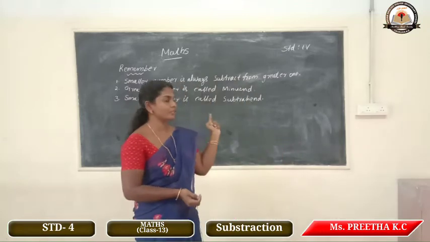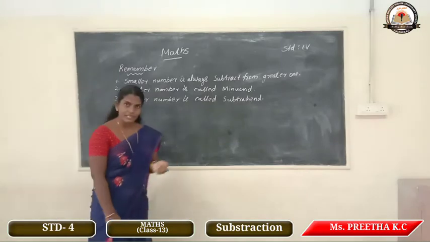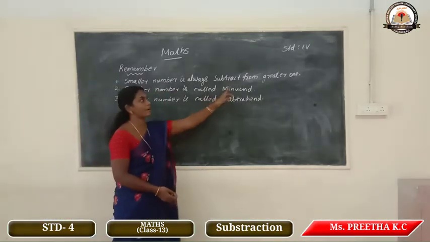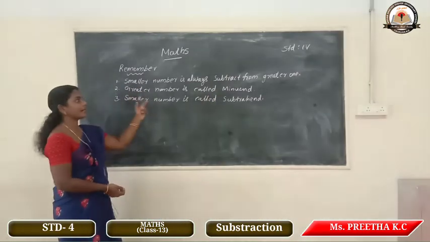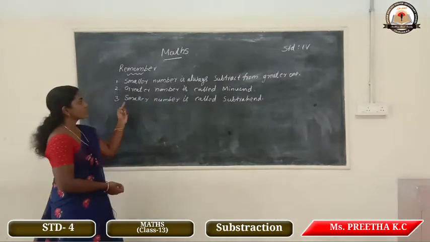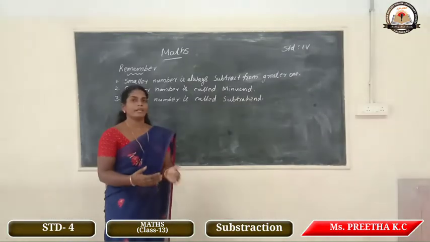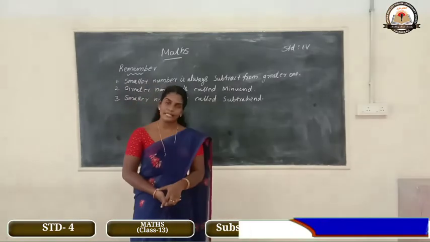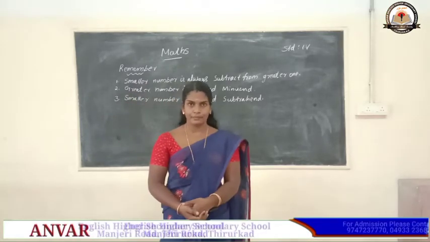I just point out these points here on the board. To be reminded when we are doing subtraction: first, the smaller number is always subtracted from the greater one. Second, the greater number is called the minuend and the smaller number is called the subtrahend. These are the important points we need to remind while doing a subtraction problem. I hope all of you are clear about this topic.